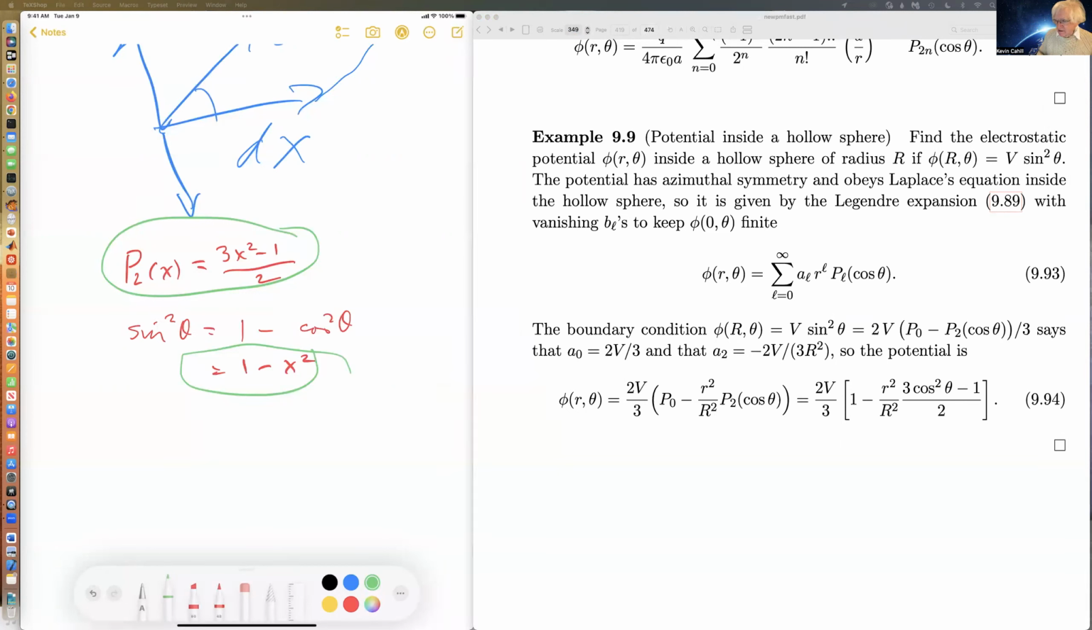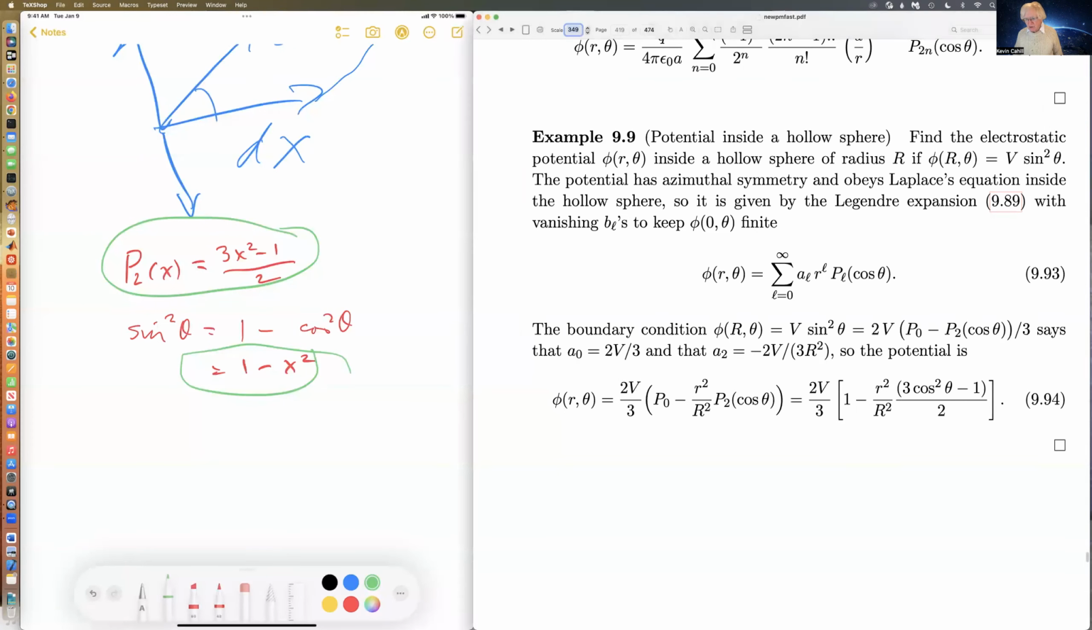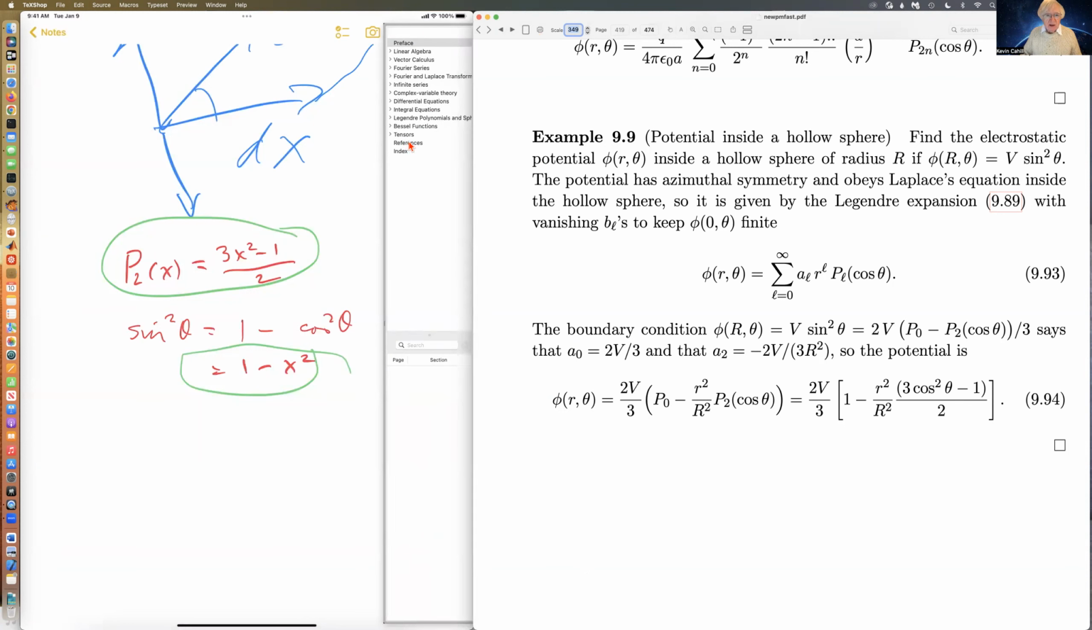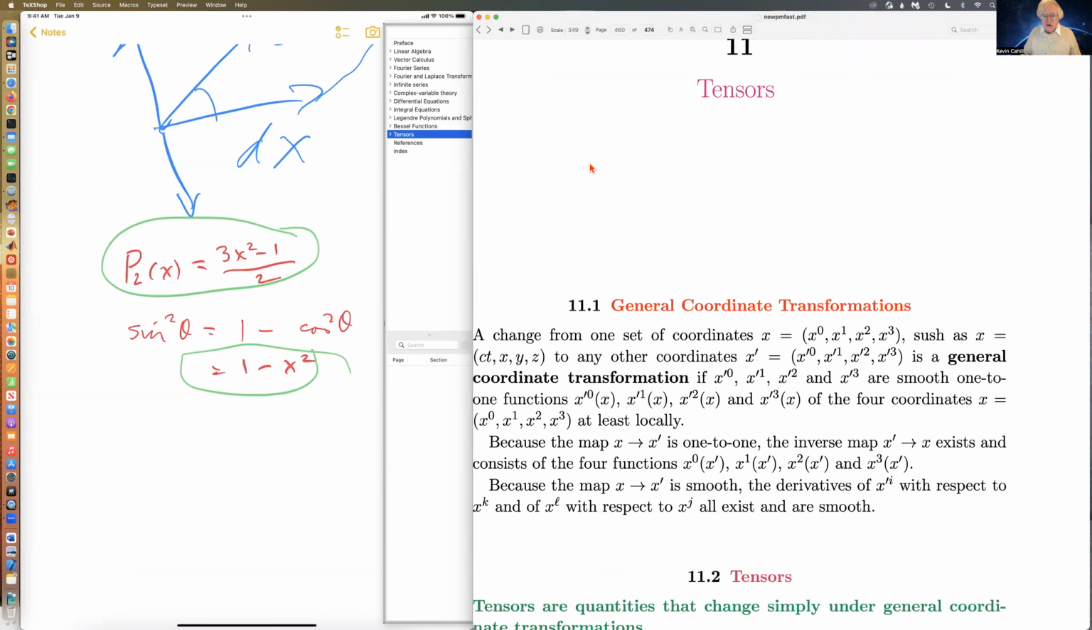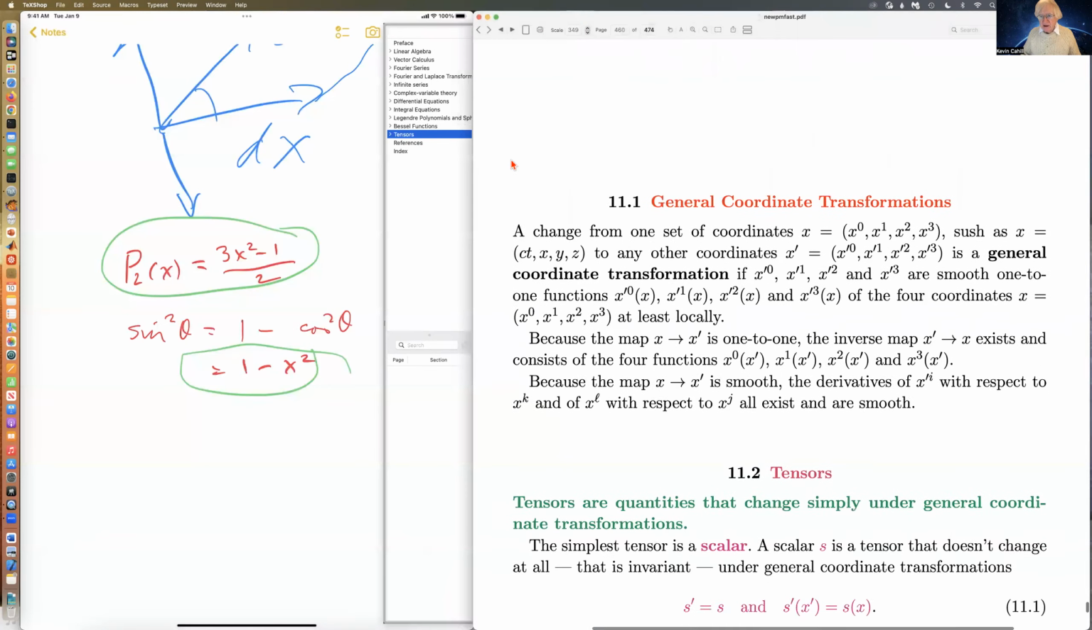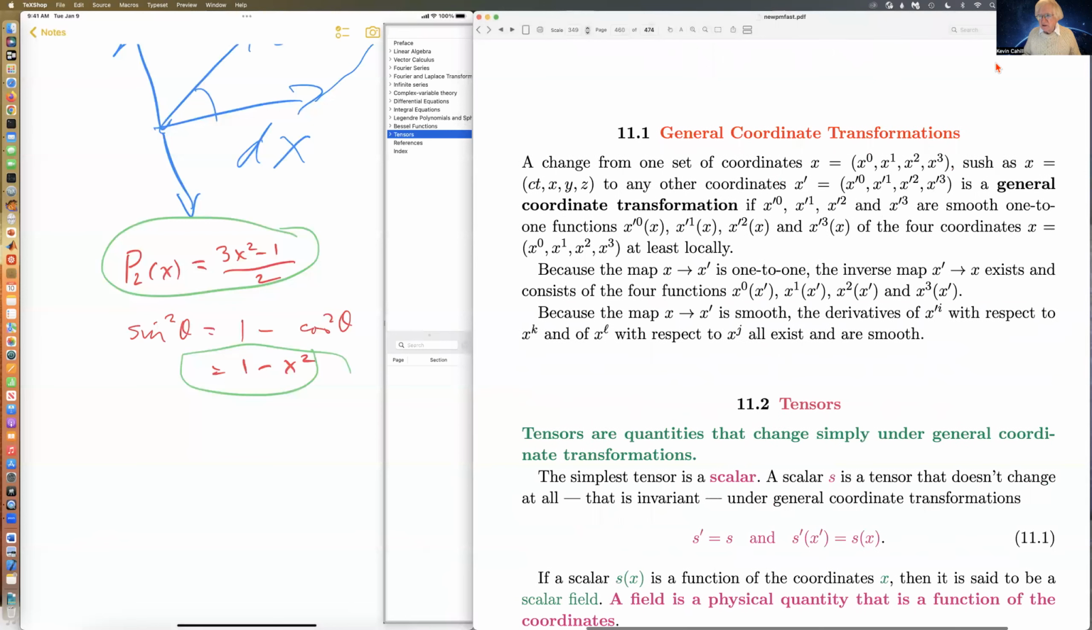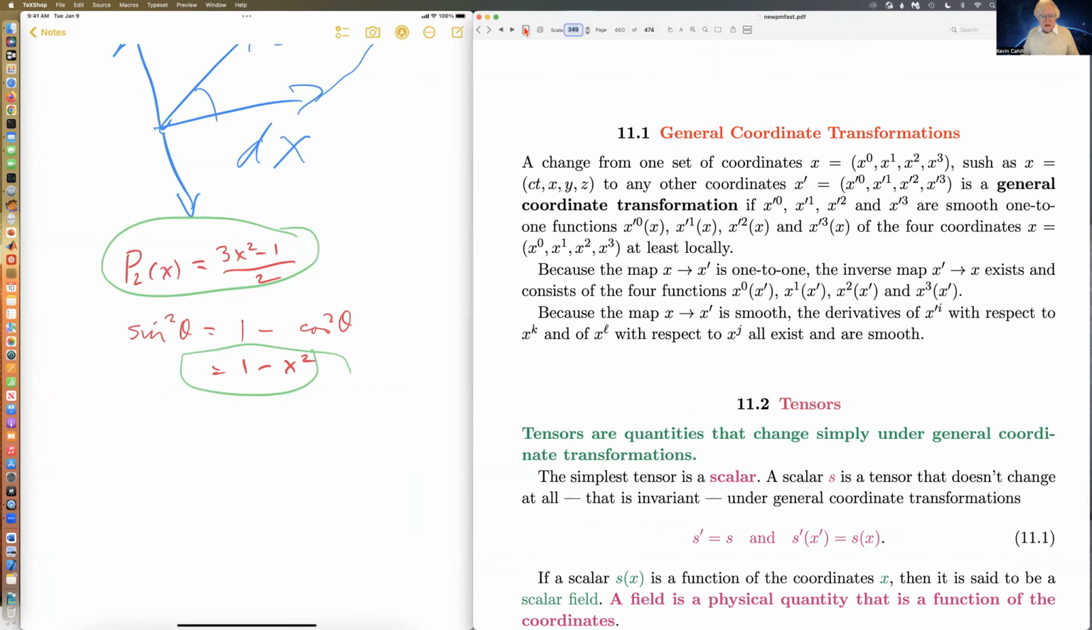So that was the example that I wanted to show you. Now I think I'm going to skip ahead to a new chapter that I've added. As I said, the fact that general relativity is now 100 years old, and it's become more important in physics.